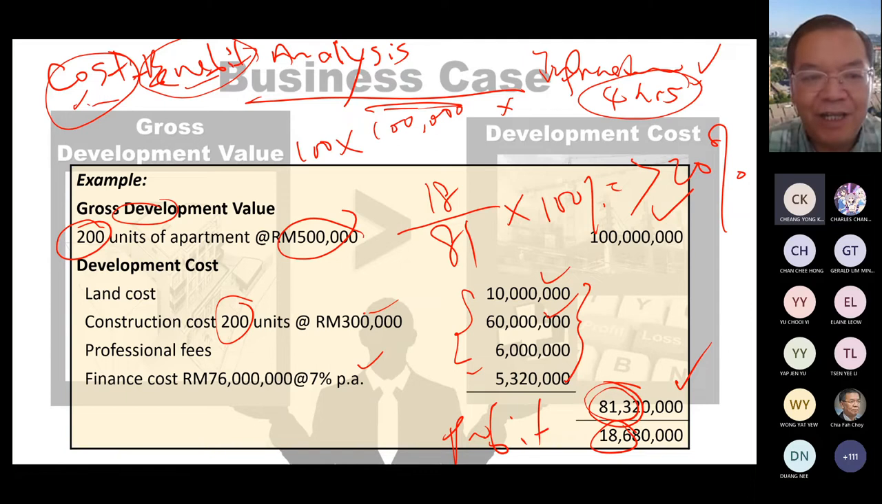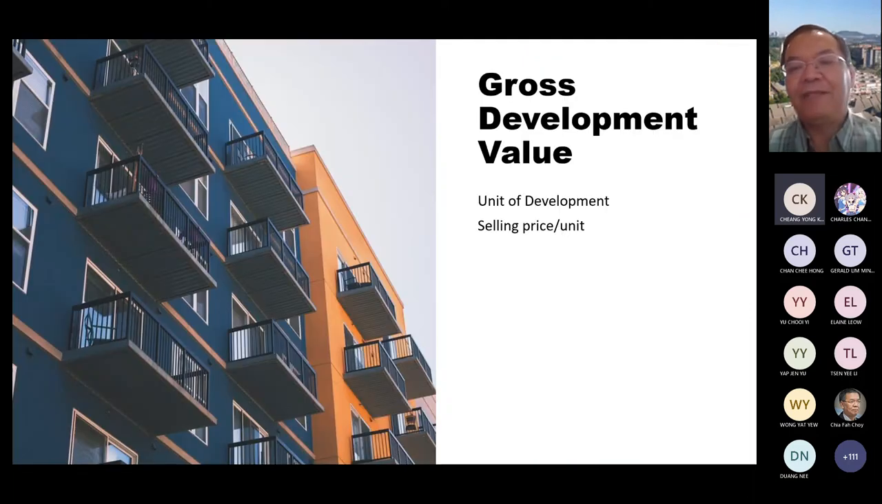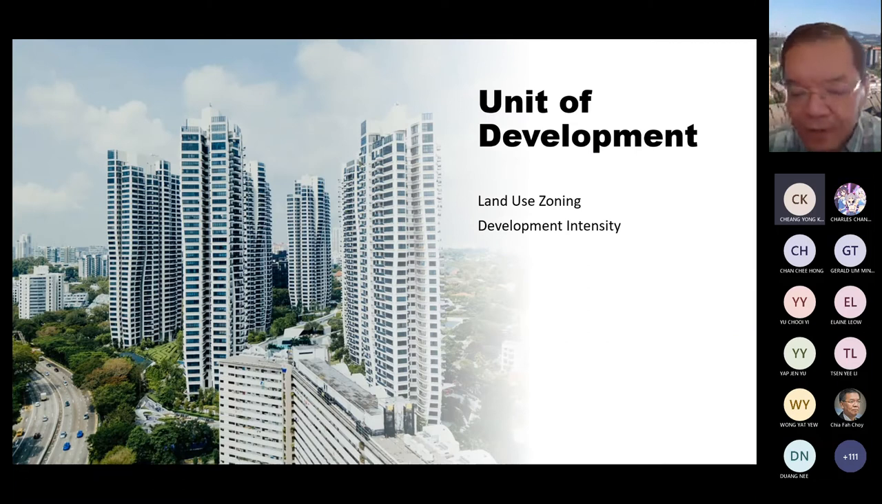So now we go into more detail for the business case. We have to determine the gross development value. Now, how do we determine the gross development value? First of all, we have to know the units of development, that means how many units you can develop. Then the second thing is you have to determine the selling price. So what sales price can you establish for each unit of the development?